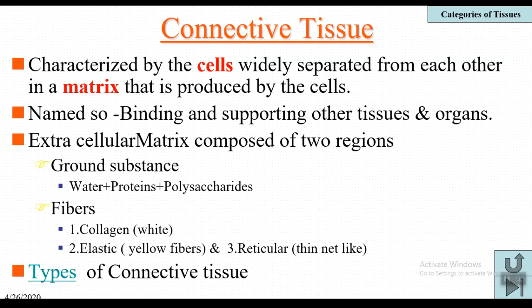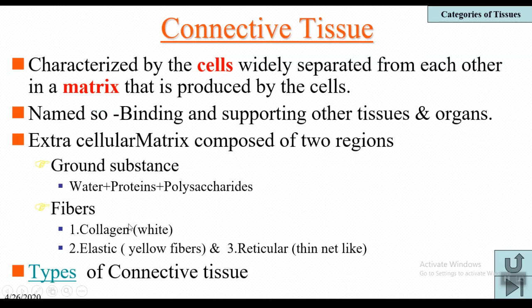The matrix is again a peculiar character of these connective tissues, and it is so named because of its particular property of binding and supporting. Because of this binding and supporting property, it is called connective tissue. It binds and supports other tissues and also other organs. The extracellular matrix of this connective tissue is composed of two regions, the ground substance and the fibers. The ground substance includes water, proteins, polysaccharides, and fibers include the collagen fibers, elastic fibers, and reticular fibers.